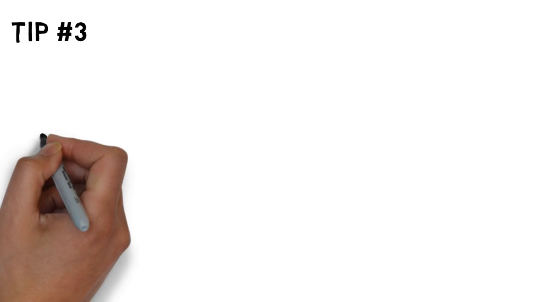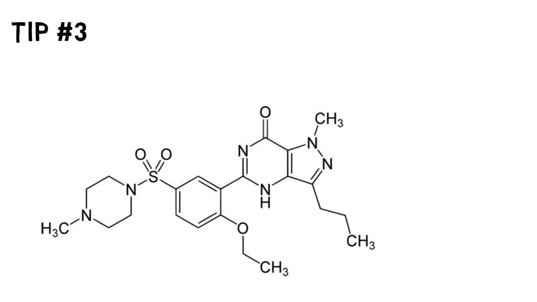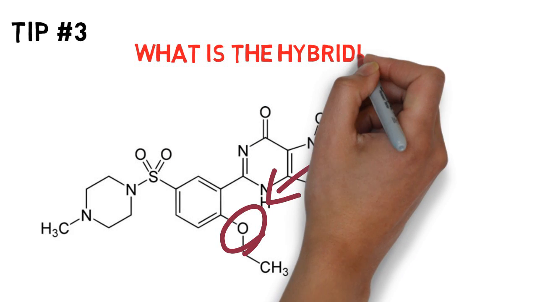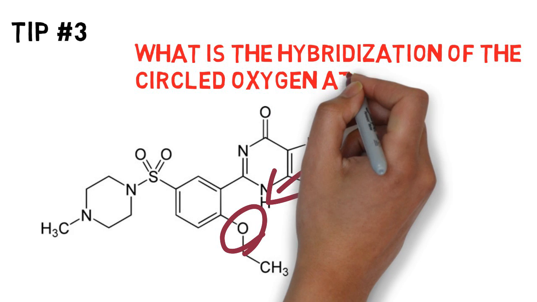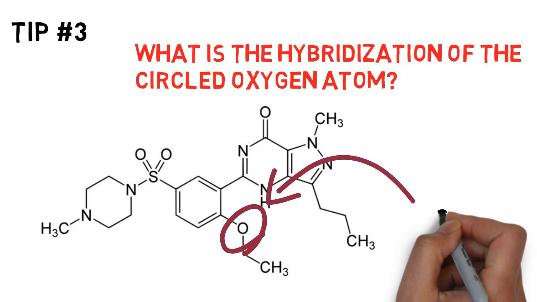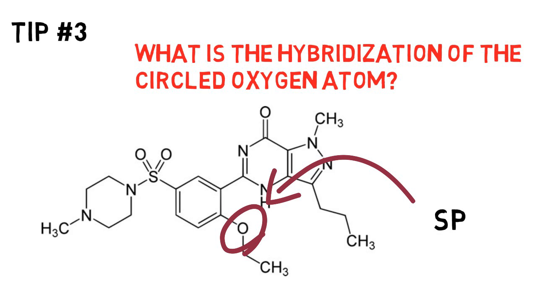Tip number 3. Now onto hybridization. This is the structure of sildenafil, commercially sold as Viagra. So what is the hybridization of the circled oxygen atom? Well, it makes one bond with each of the two carbons, so it must be sp hybridization, right? Well, wrong. Oxygen only makes 2 bonds in this diagram, but it still requires a full octet. This means that we must assume that it also has 2 lone pairs, or unbonded electron pairs, for the other 4 electrons. Therefore, the hybridization is actually sp3.